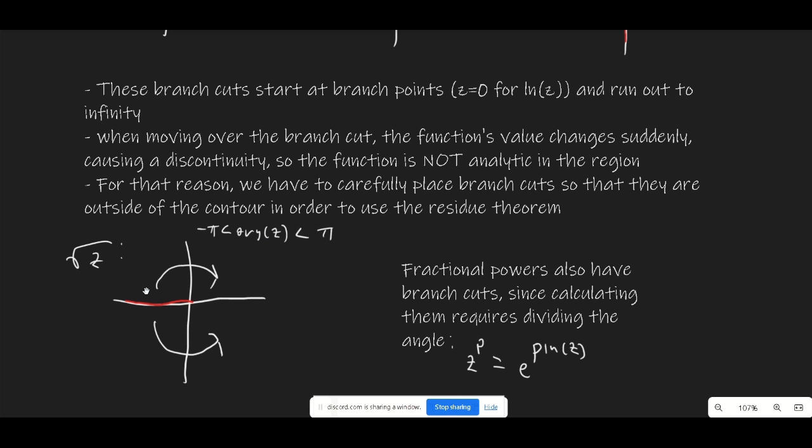Now, fractional powers also have branch cuts since calculating them requires dividing the angle, and this can get very, very hairy. So the way that we make this a little bit easier is we define z to the p, when p is not an integer, as e to the p ln z. So now these fractional powers are in terms of natural log of z, so we can just use the same branch cut for natural log and for fractional powers, right? Otherwise, we would have to deal with multiple branch cuts, which you guys will soon learn is very, very annoying.